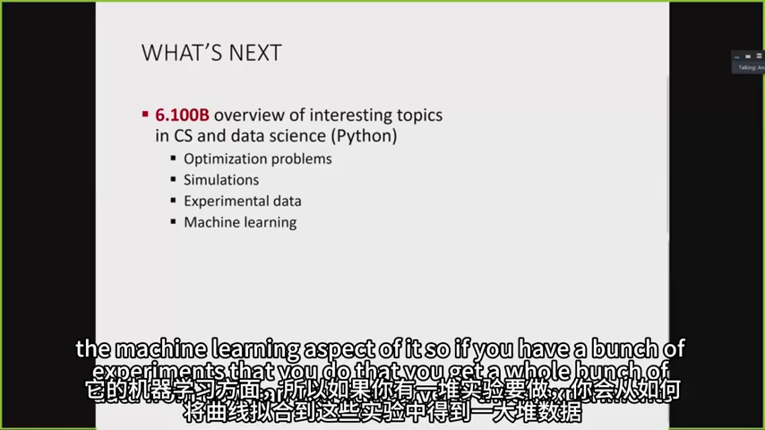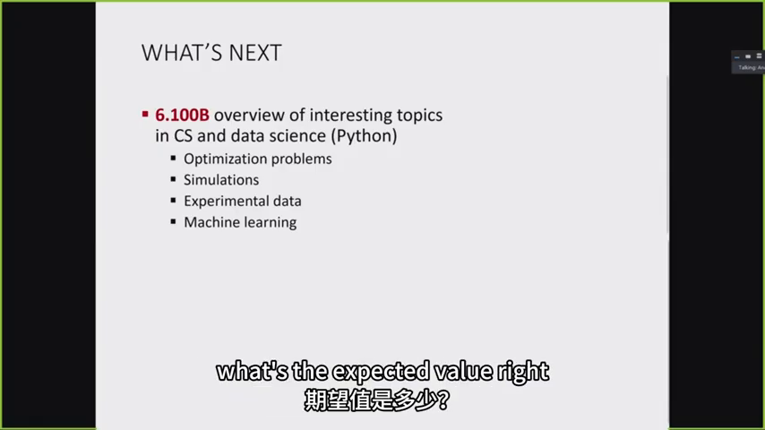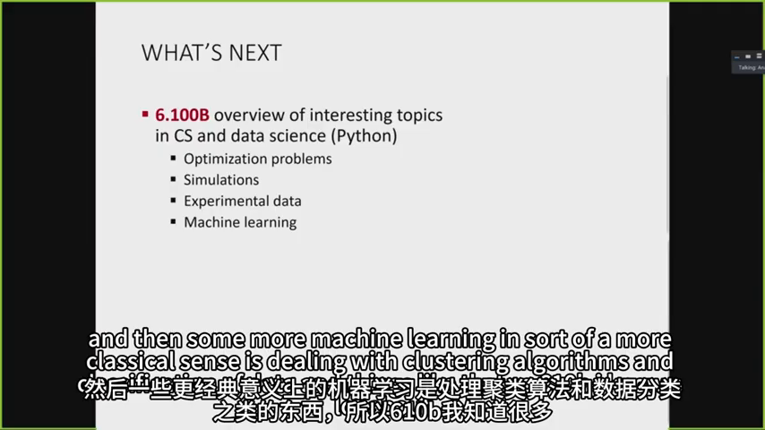So if you have a bunch of experiments that you do that you get a whole bunch of data from, how can you fit a curve to those experiments? And then, for a future experiment, what's the expected value, right? So that's a little bit of machine learning on experimental data. And then some more machine learning in sort of a more classical sense is dealing with clustering algorithms and classification of data and things like that.